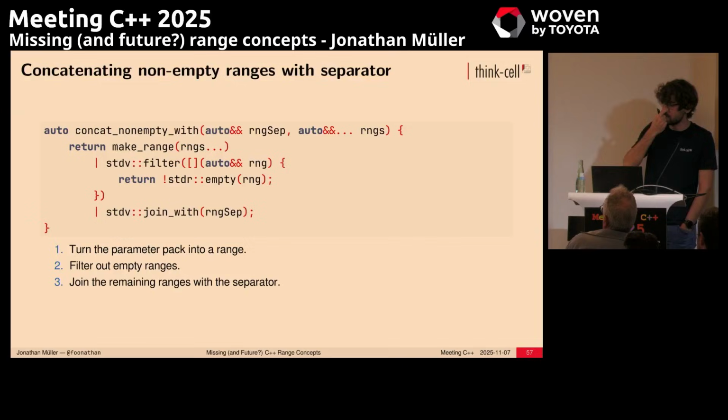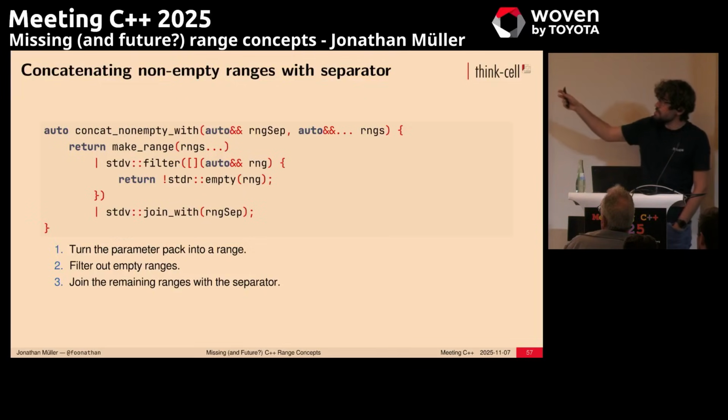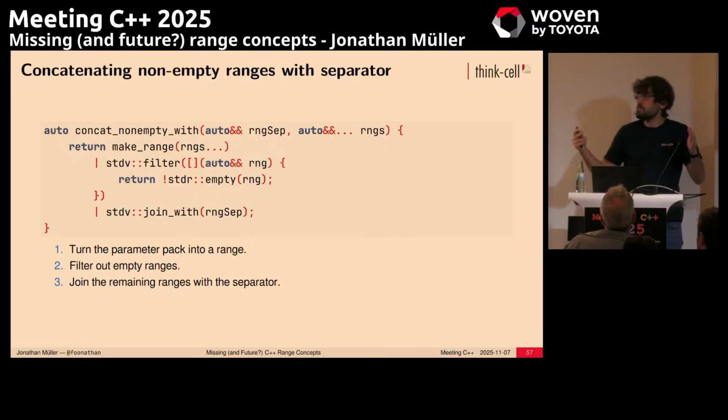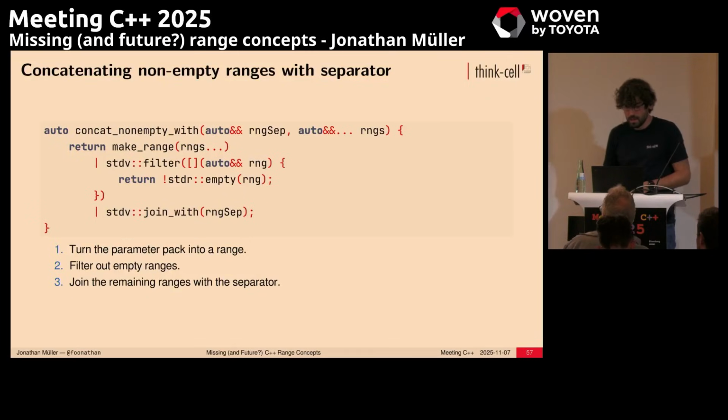And this didn't work at compile time. Like it didn't produce a compile time sized range. Because the join with wasn't compile time sized, and because the filter thing isn't compile time sized. How would it know when to filter stuff? Right? It just fundamentally didn't work.